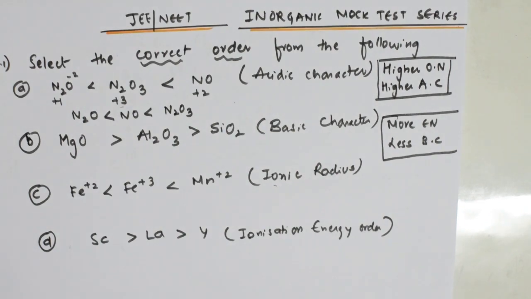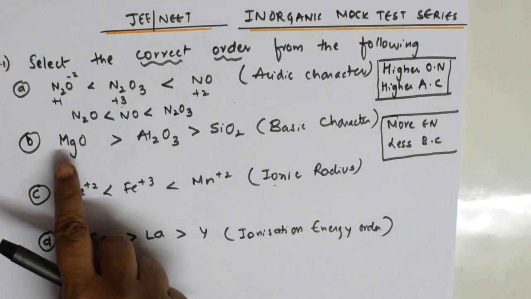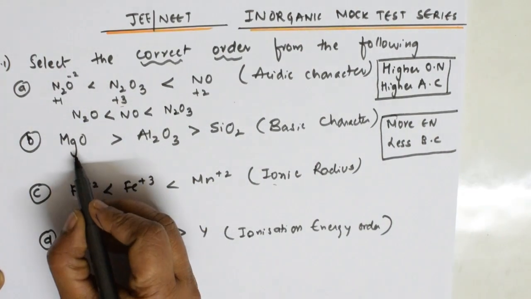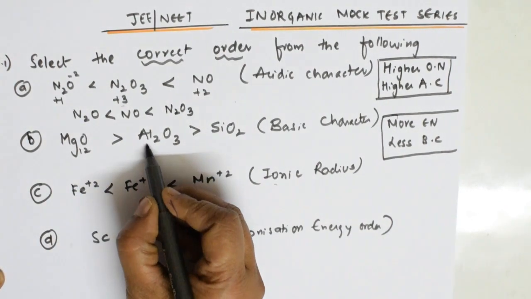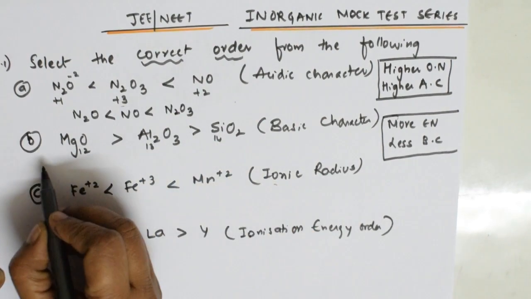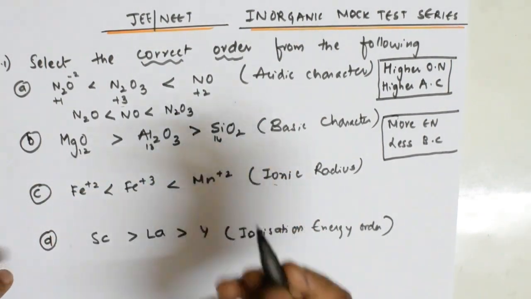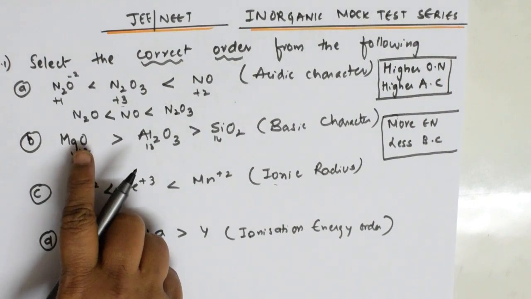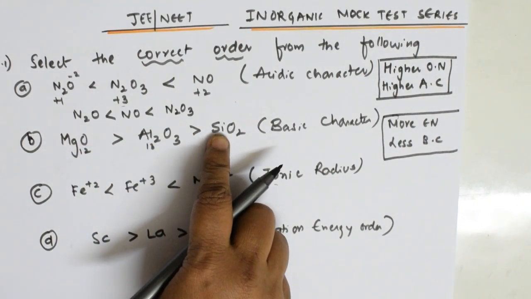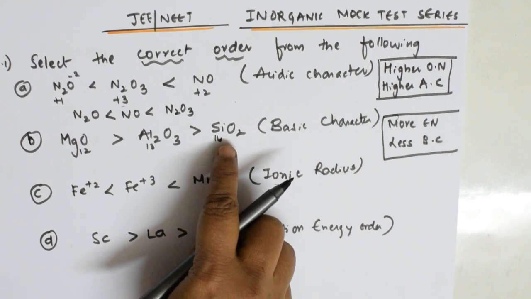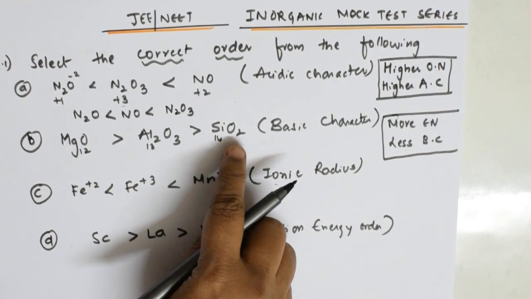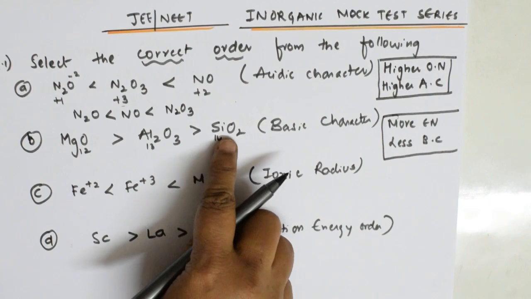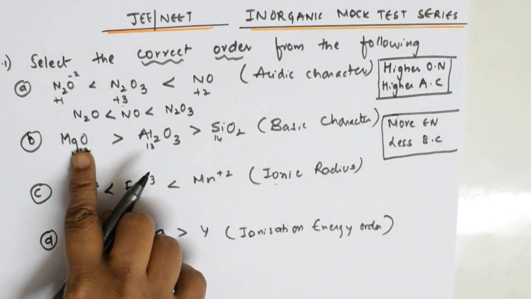Now when I check among all these, magnesium has atomic number 12, this is 13, this is 14. That means I'm moving in this direction, left to right. I said left to right in the periodic table, the electronegativity increases. So which will have more electronegativity? This one. Which is more basic? This one. Isn't it correct? See here, MgO has less electronegativity.